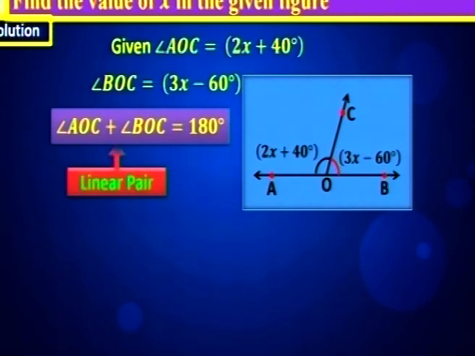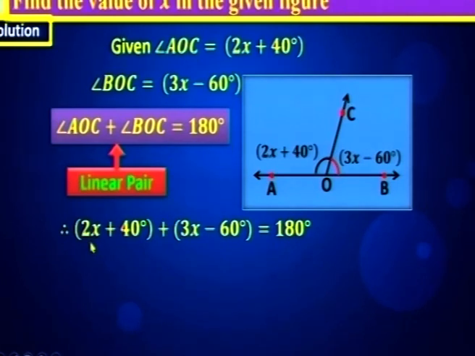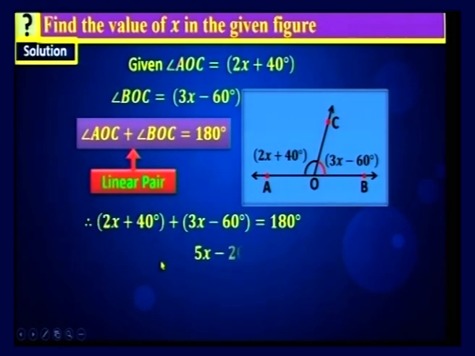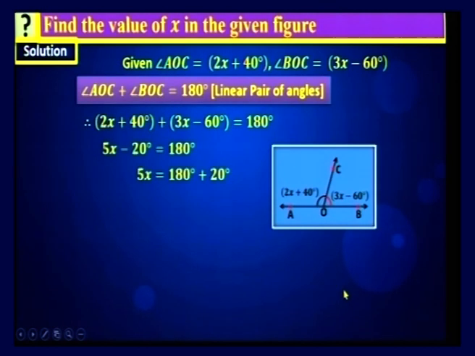Okay children? So substitute the values of AOC and BOC. So we get 2x plus 40 degrees plus 3x minus 60 degrees equal to 180 degrees. On adding them, we get 2x plus 3x as 5x, 40 minus 60 as minus 20, equal to 180 degrees. Now let us send this minus 20 to the right hand side. So what do we get, children? Yes, 5x is 180 plus 20. So on adding 180 and 20, what do we get? Yes, 5x is 200 degrees.